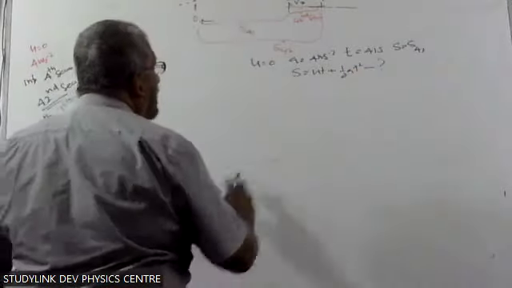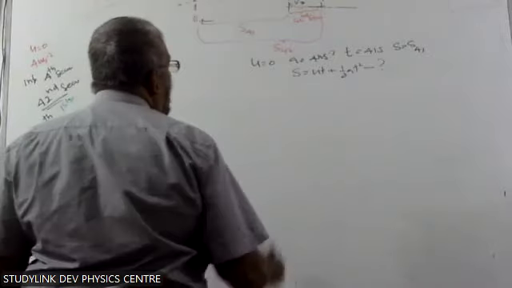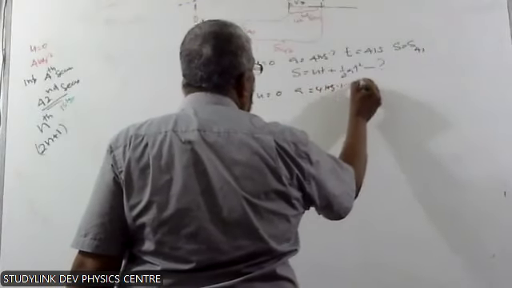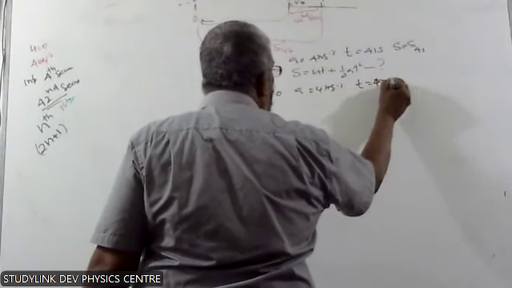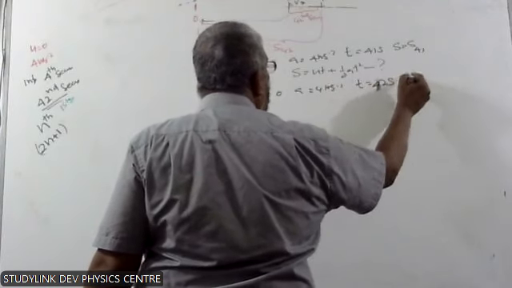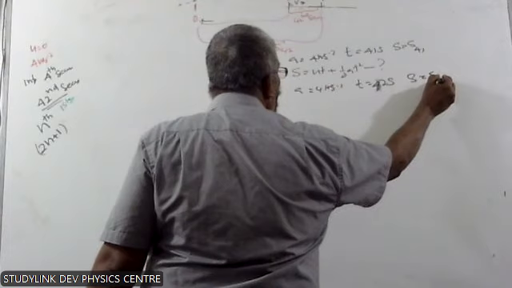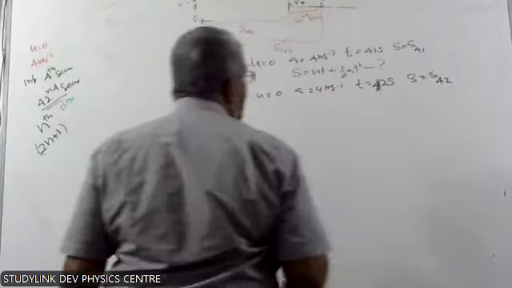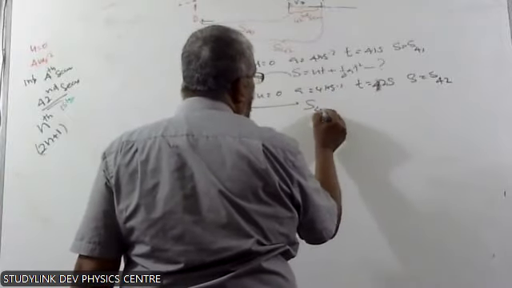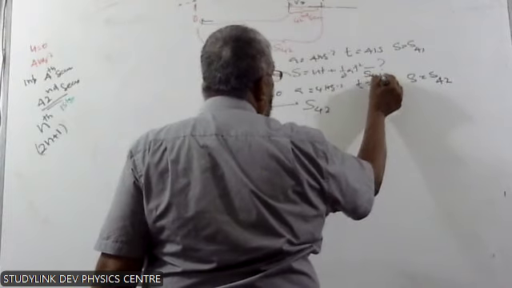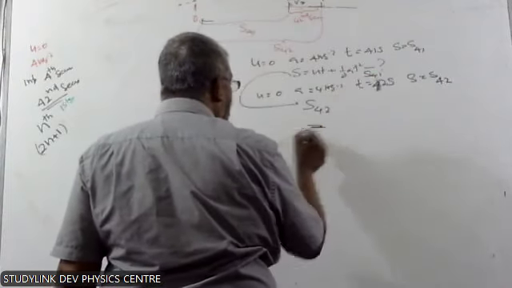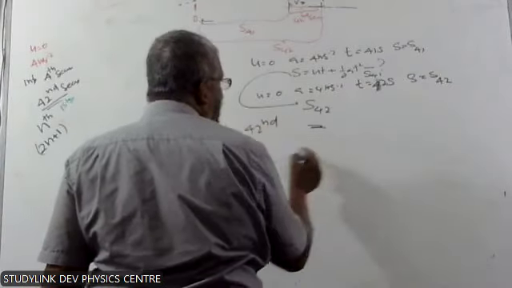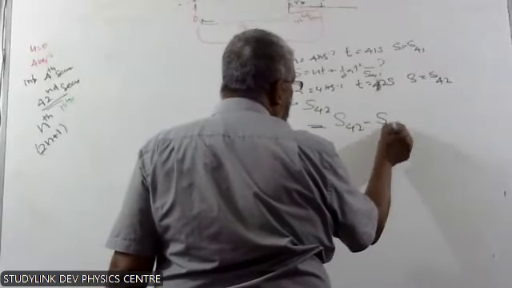Then the second one: u is equal to 0, a is equal to 4 m/s², t is equal to 42 seconds, and s is equal to S42. Then you find it with the same equation. Earlier you found S41. Then the distance it travels in the 42nd second, just like the previous one, is S42 minus S41.